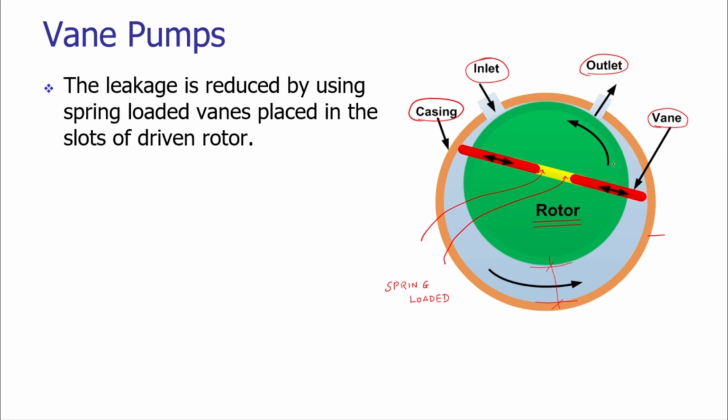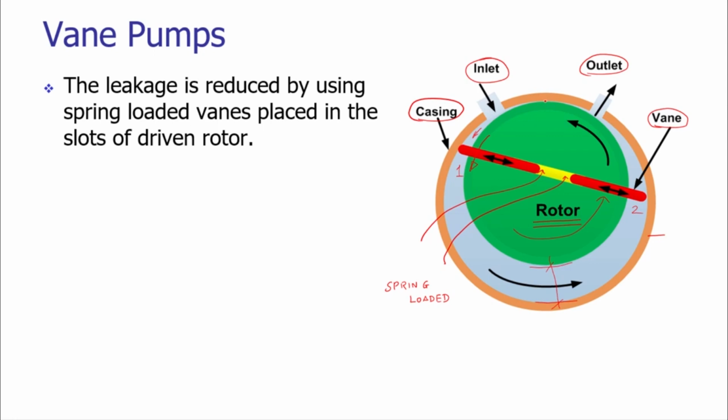So let us consider the rotor is rotating in anti-clockwise direction as it has been shown. As the vane is moving in anti-clockwise direction, there is a generation of negative pressure, a vacuum here. The fluid will be taken inside. As the rotor further rotates, then vane number 2 will come in contact.